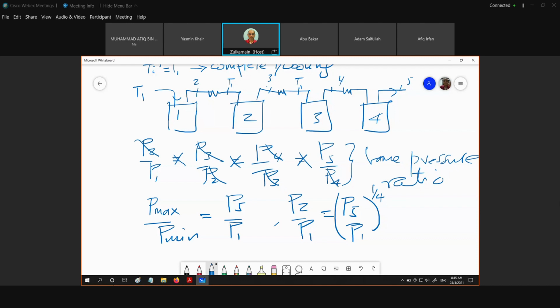So what is P2 over P1? It's square root. Bukan square root, sorry. Ini adalah power 1/4. Okay? Ini kalau 4 stages lah.